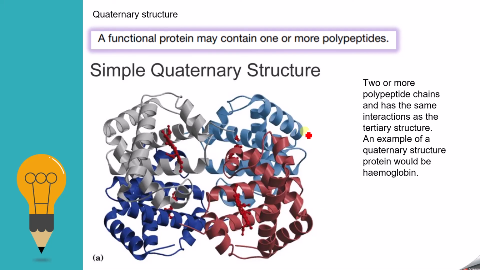And the last final stage of a protein structure is the quaternary structure. This is where two or more polypeptide chains have the same interactions and so on, and literally two tertiary structure proteins just come together. That's it, and you get your very own quaternary structure. Hemoglobin is an example. It has 4 polypeptides: 1, 2, 3, 4. You can tell by the color.